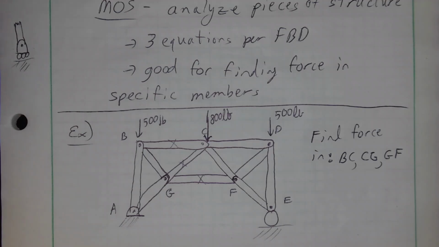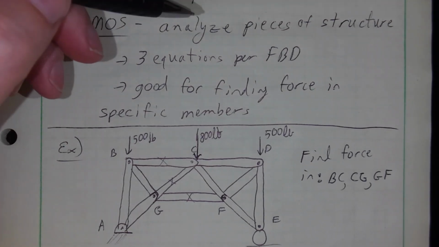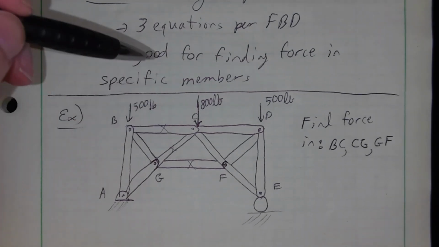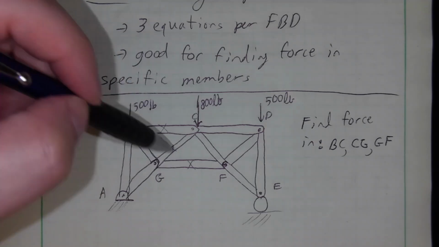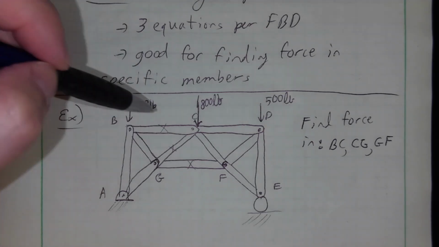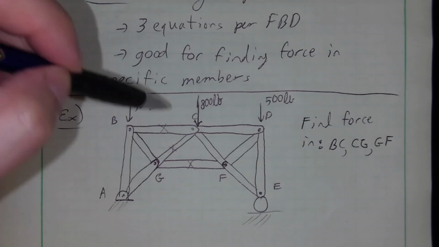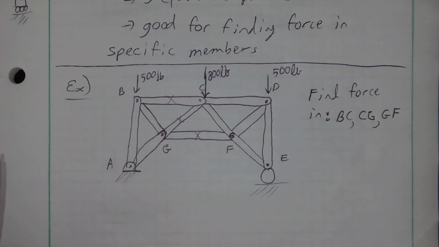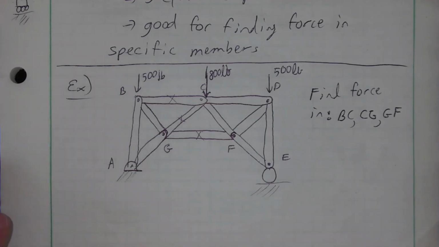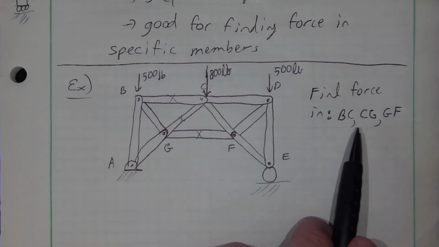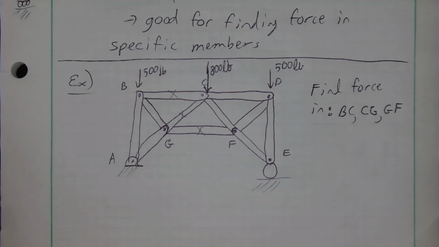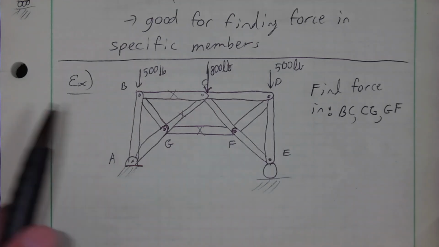As we mentioned earlier, the method of sections is good for finding force in specific members. So maybe somebody came along and said, hey, I think these are the trouble spots. If I know the force in these, that's enough information to make some determinations. I'm not the one that said pick BC, CG, and GF; I just borrowed this off an example problem somewhere. So let's work it through, and let's assume there's a reason we're looking for these three specific forces.